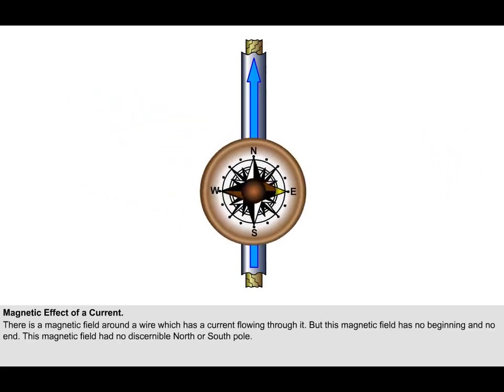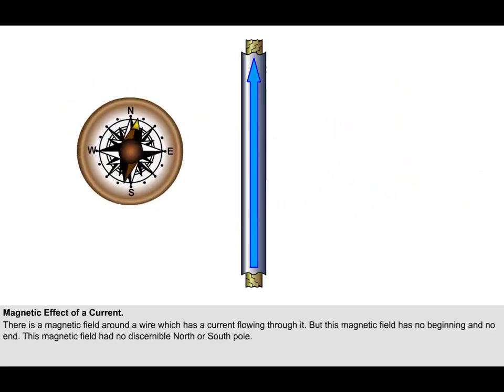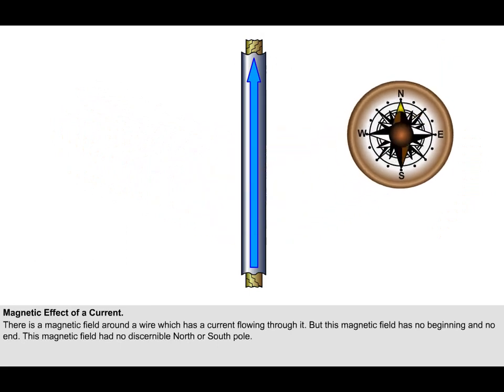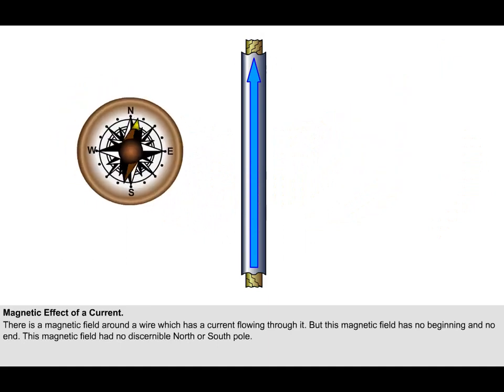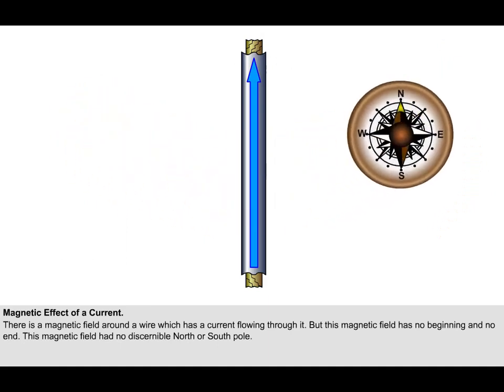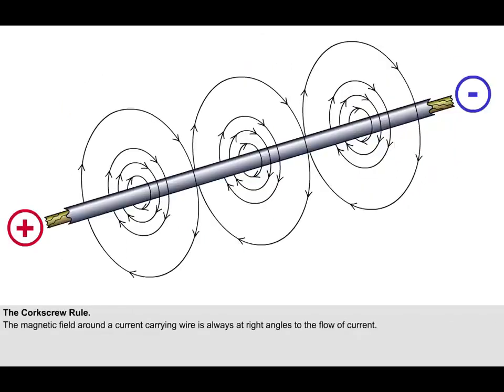Ørsted's experiment revealed that there is a magnetic field around a wire which has a current flowing through it. But this magnetic field has no beginning and no end. This magnetic field has no discernible north or south pole. Further experiments show that the magnetic field around a current-carrying wire is always at right angles to the flow of current, and can be described as being in the form of concentric circles. That is, circles which are of different sizes, but which share the same center.